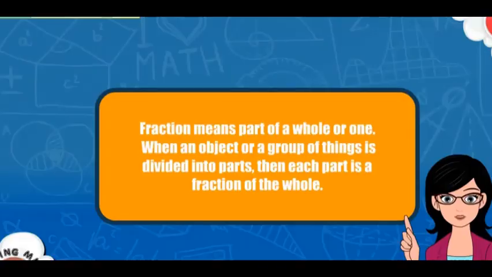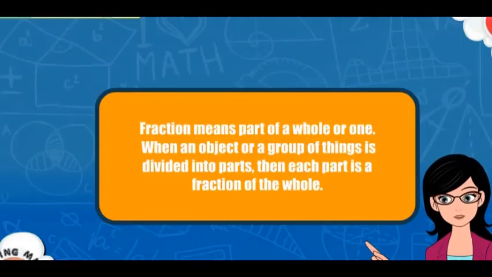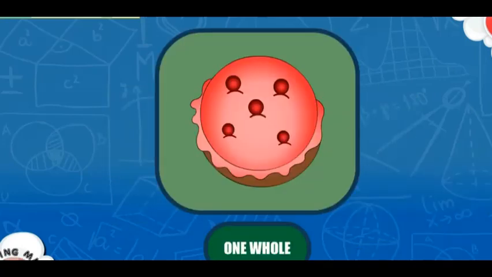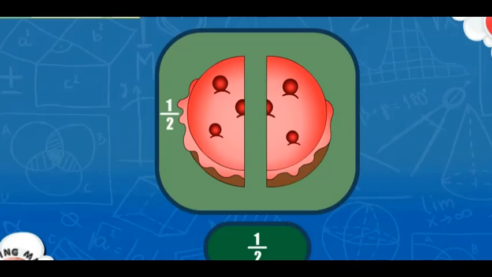Fractions. Fraction means part of a whole or one. When an object or a group of things is divided into parts, then each part is a fraction of the whole. This is one whole. This is divided into two equal parts. One part is half of the cake.